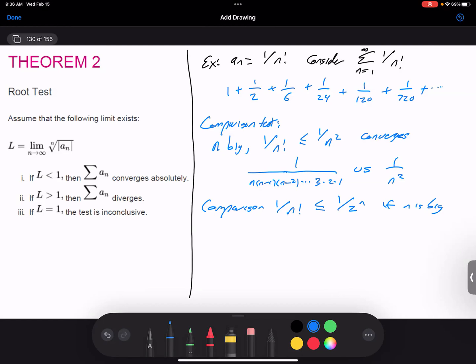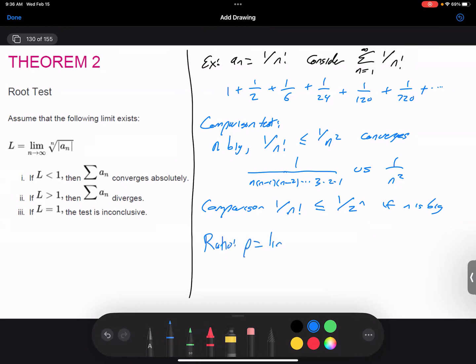So how else could I determine if the sum converges? We don't have a good way to add them. I need a test. What test can I use? I could use the root test. What else could I use? Ratio test. Which would you rather do? Take the nth root of n factorial, or take n plus 1 factorial over n factorial? I'd much rather take the ratio. So let's do ratio.